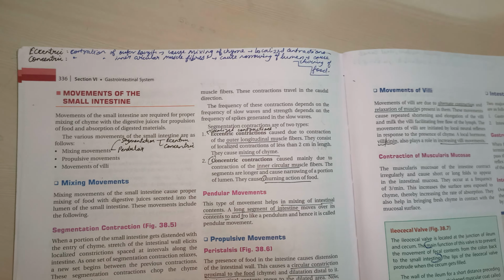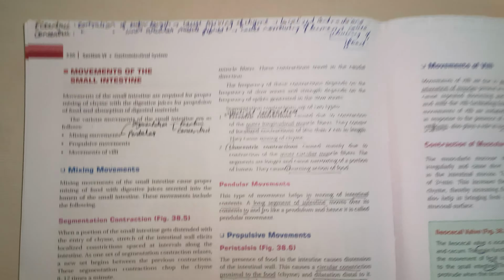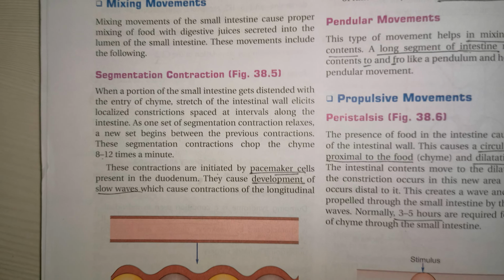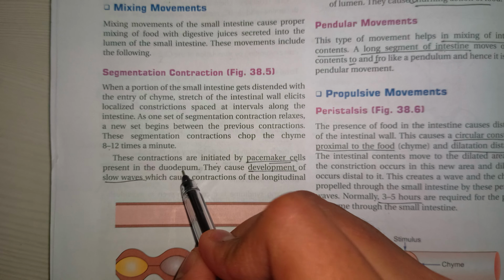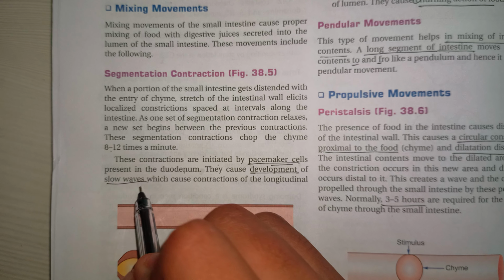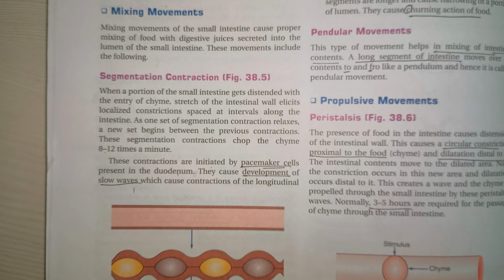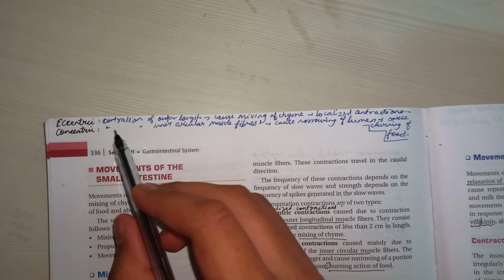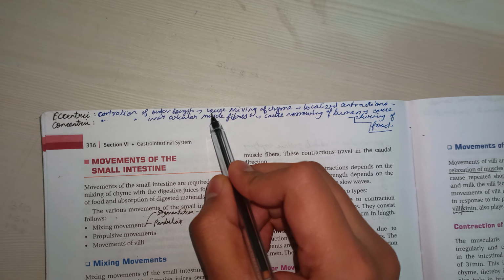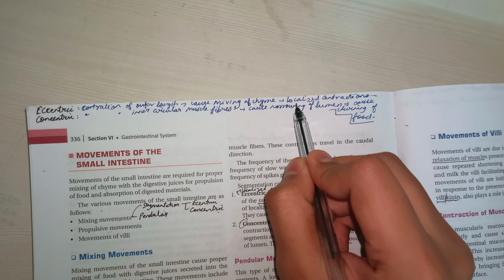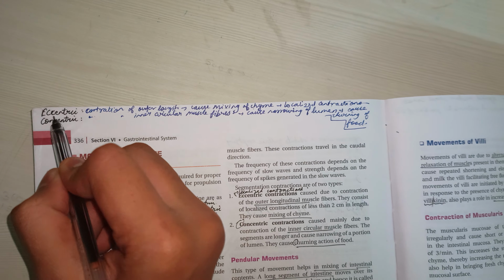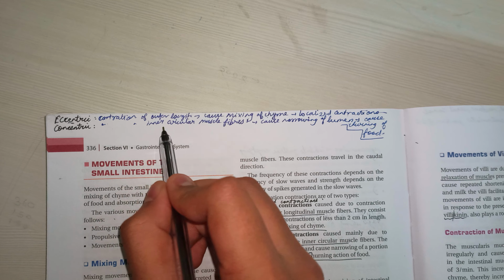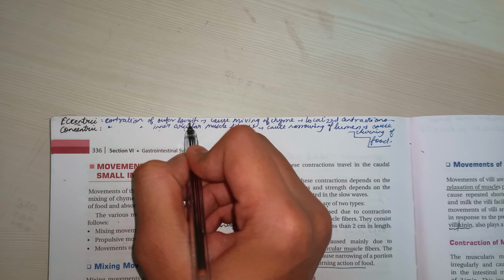Segmentation contractions are initiated by pacemaker cells present in the duodenum. Pacemaker cells present in the duodenum cause development of slow waves, which cause contraction of longitudinal muscle fibers. Eccentric and concentric: contraction of the outer longitudinal muscle, which causes mixing of chyme and is a localized contraction, is eccentric. Concentric is contraction of the inner circular muscle. Outer longitudinal, inner circular.